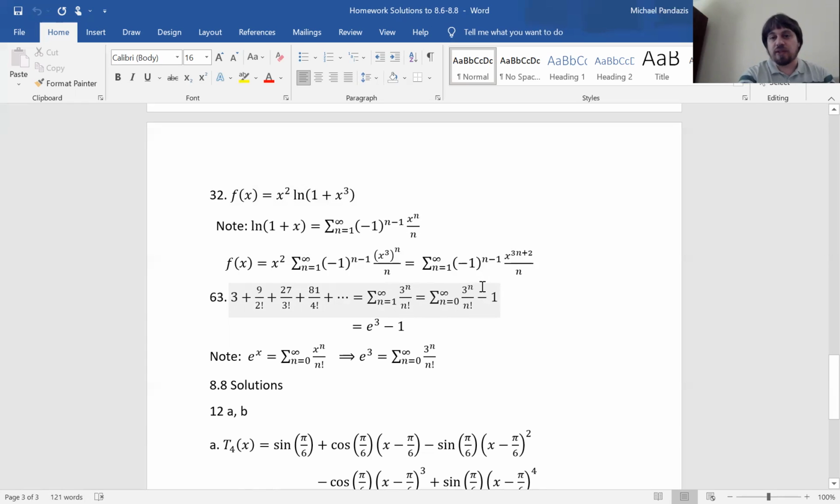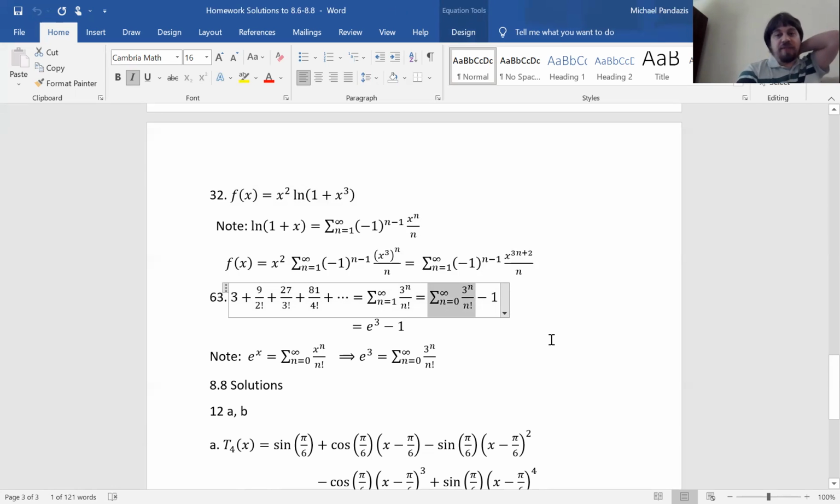So to get rid of that extra term, I subtract 1 here. So I have a larger sum with 1 extra term, minus that extra term I added, which is 1. And the reason I did that is because this sum, the sum from n equals 0 to infinity of 3 to the n over n factorial, that's e cubed.